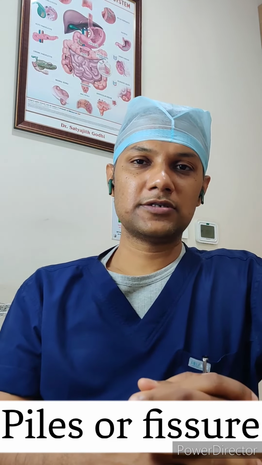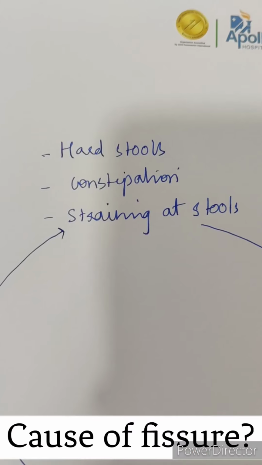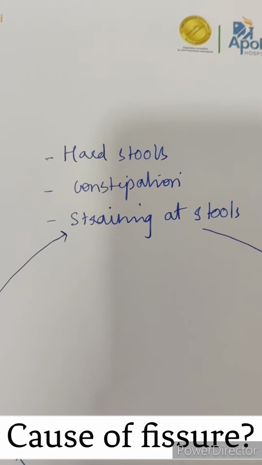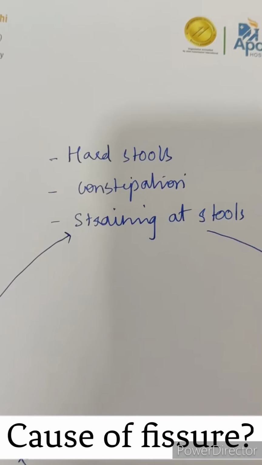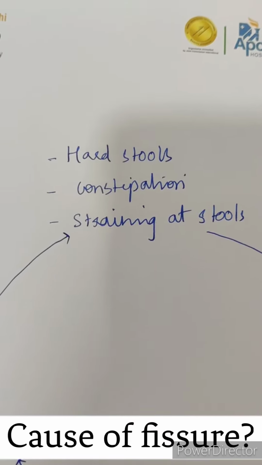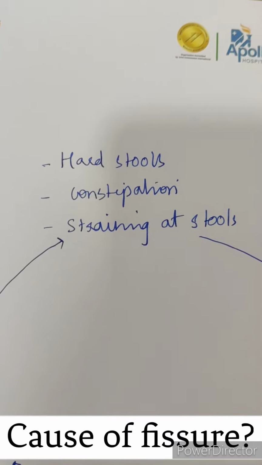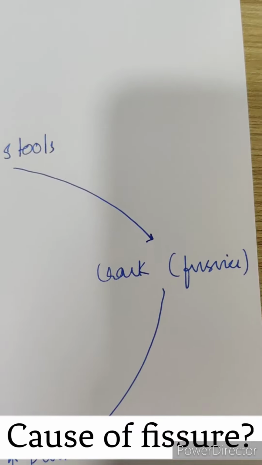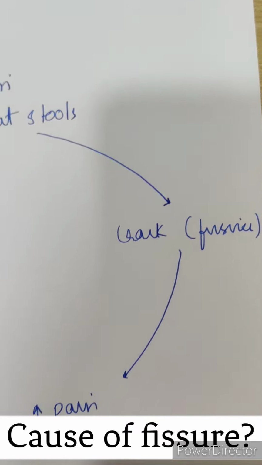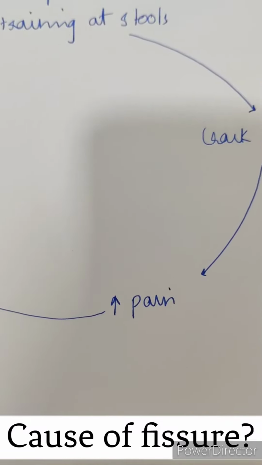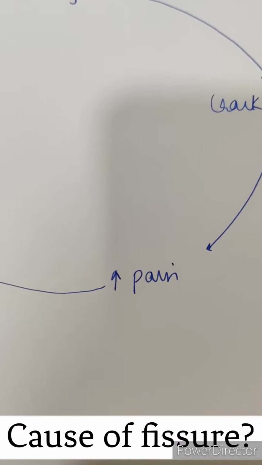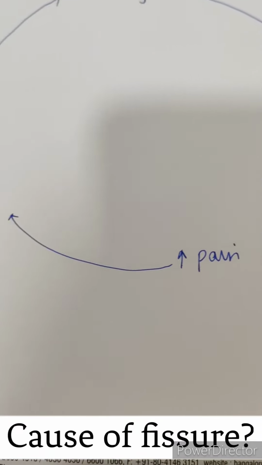Now we'll try to understand why the fissure happens in the first place. So let us try to understand the pathogenesis of fissure. The most common cause of occurrence of fissure is hard stools, constipation, and unnecessary straining while passing motions. This then leads to a crack at the anal region, which is called a fissure. As I told, the fissure is an extremely painful condition and it causes a tremendous amount of pain to the patient while he is passing motions.